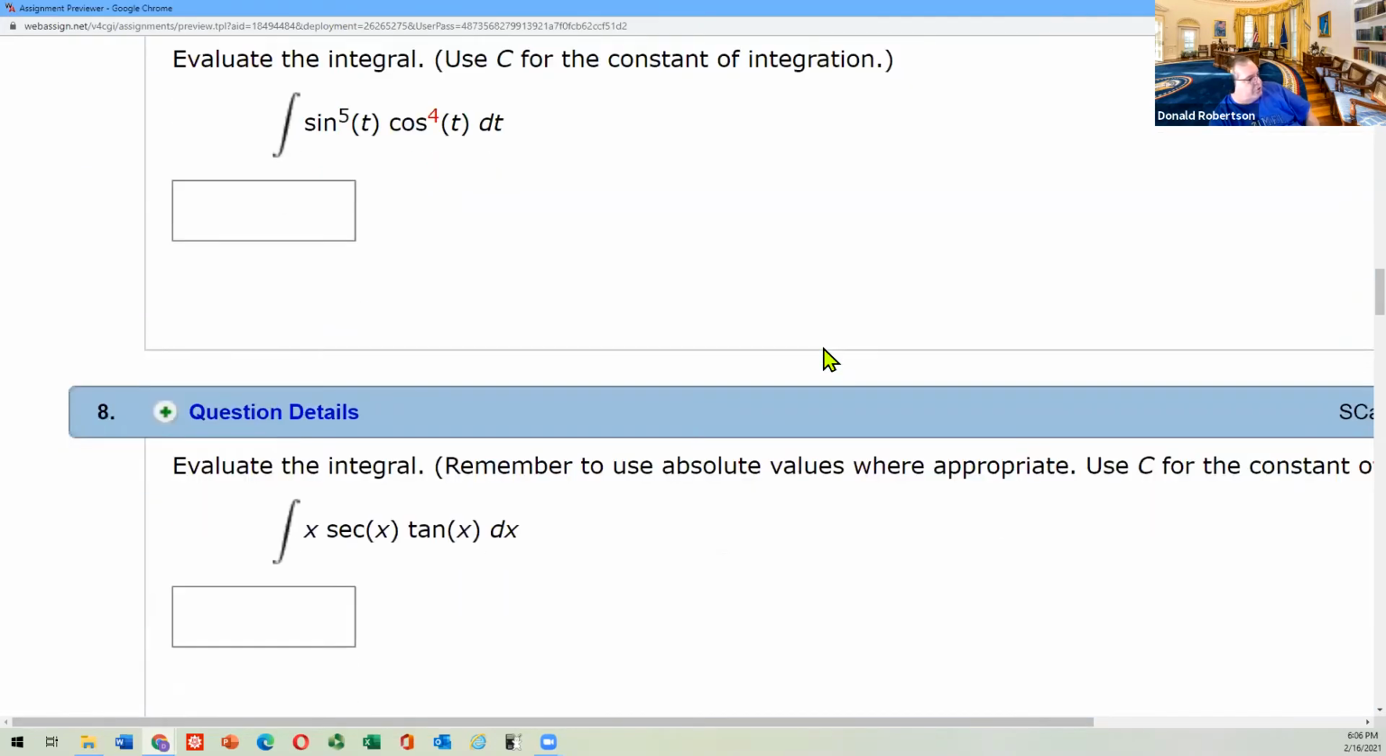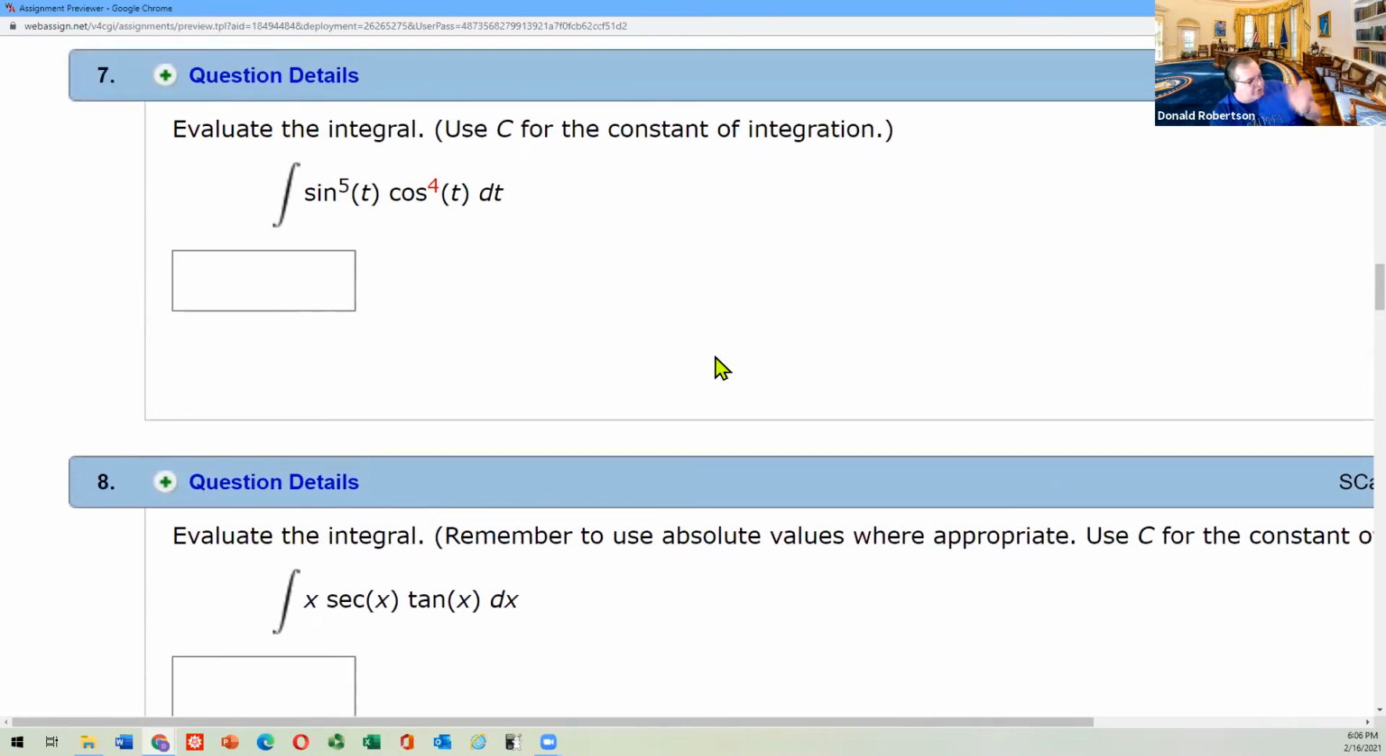Well, they just keep going on and on. There's one. There's a trig one, so it's a u sub. Sine x or cosine x. What would you use in question 7 as your u sub?